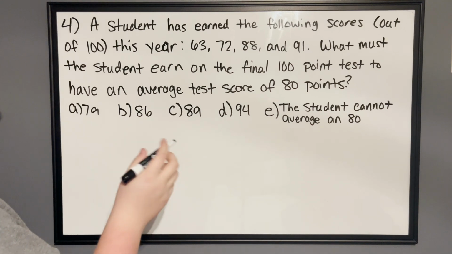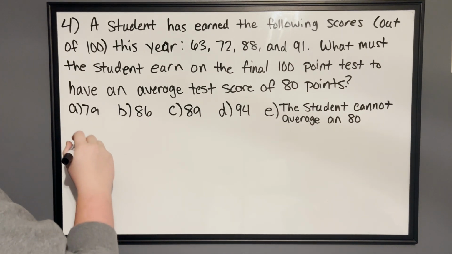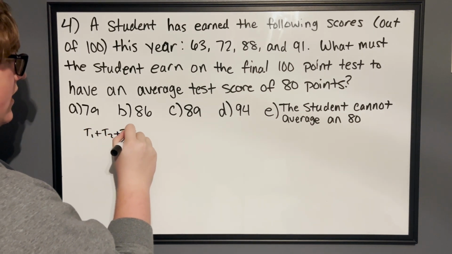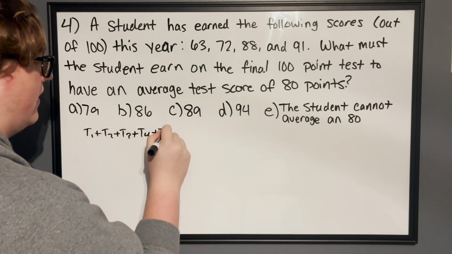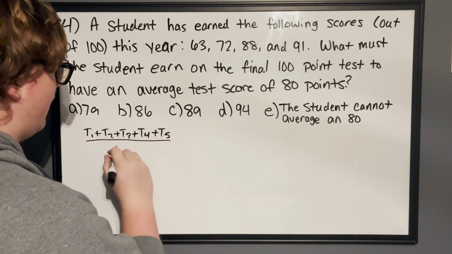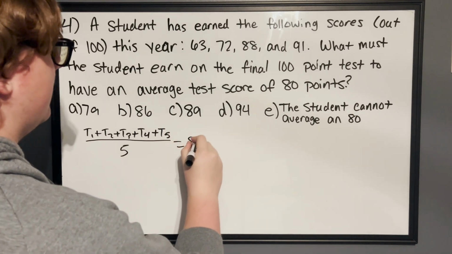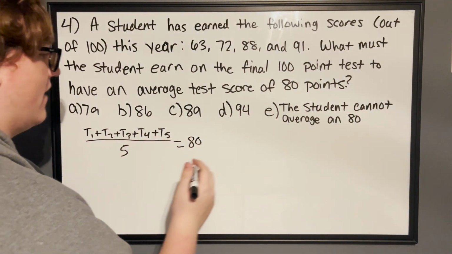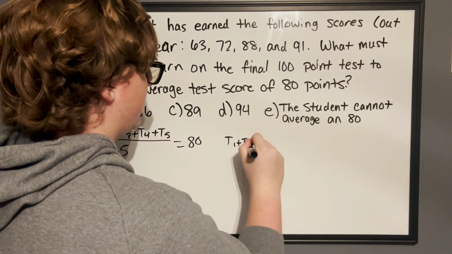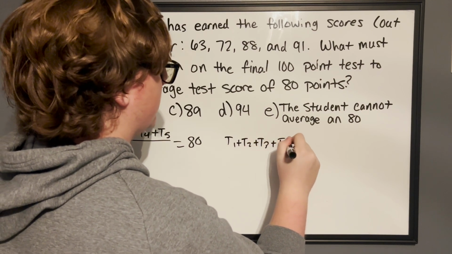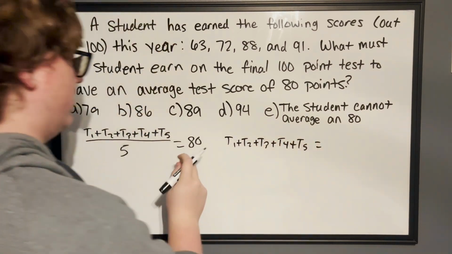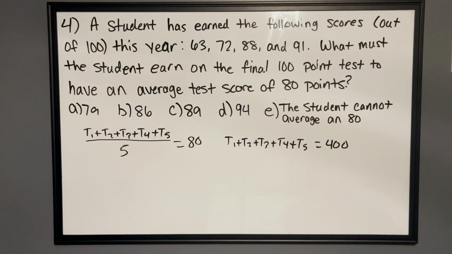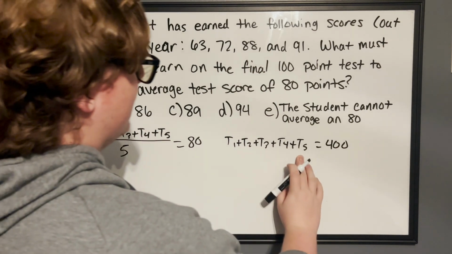So we know that the average test will be adding up all the scores. So adding up test 1 plus test 2 plus test 3 plus test 4 plus test 5. And we're going to divide that by 5 to get the average. And we want that to equal 80. So to solve for what the sum of the test score should be, we're going to multiply both sides by 5. So that tells us that test 1 plus test 2 plus test 3 plus test 4 plus test 5 should be equal to 80 times 5, which is 400. So if that's the case, then we know that the sum of the test scores should be equal to 400.